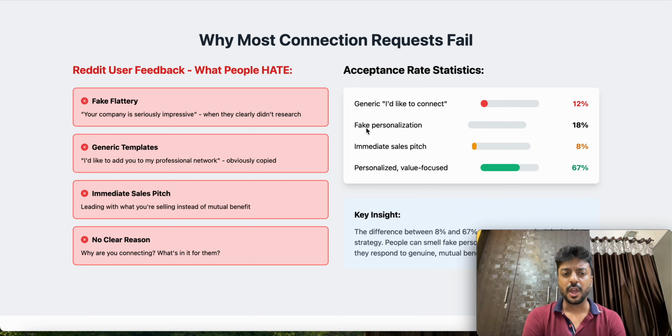Then there is no clear reason why you want to connect with me. What's in it for them? It's not about what's in it for you, it's about what they will get if they accept your connection request. If you provide a service, you are not the only one selling that service, right? There are your competitors as well. So why you and not your competitors, or why should I spend time with you? When you use all these generic things, your connection request will always get ignored and you will not be accepted.